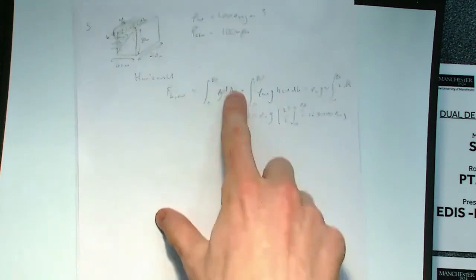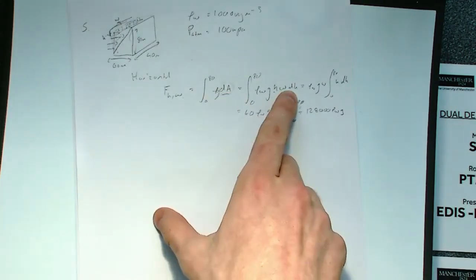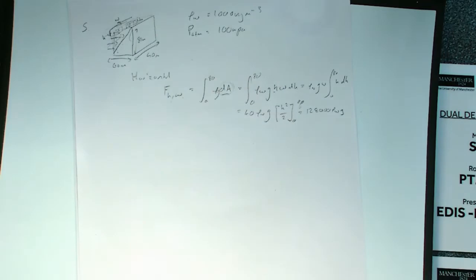So then I converted the small area into a height and a width, basically saying that you can divide that into strips rather than small squares.